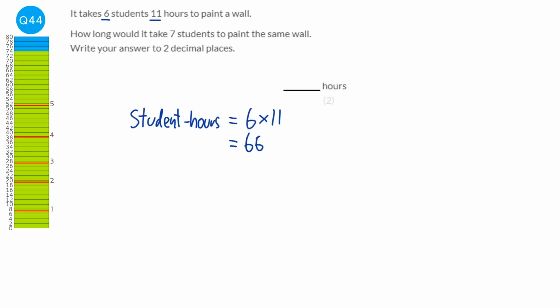So here we've got 6 students and it takes 11 hours, and it says how long will it take 7 students? Well, if there's 66 hours, or student hours, but they're sharing the time, we just divide 66 by 7. So 66 divided by 7 is 9.428, and so on. And it says it wants 2 decimal places, so it will take them 9.43 hours. Now check this makes sense.